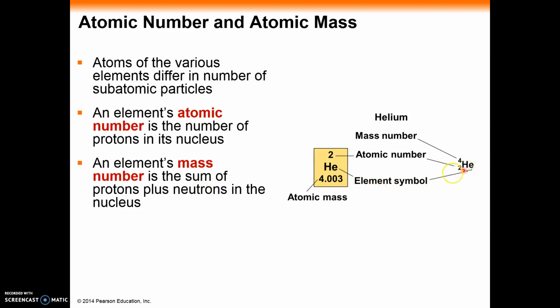So if we know we have 2 protons, and we know that this number here is the number of neutrons plus protons, we know that we have 2 protons and 2 neutrons, which gives a mass number of 4. Another number associated here is something called the atomic mass.